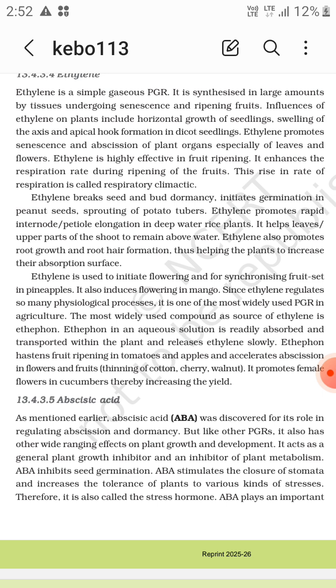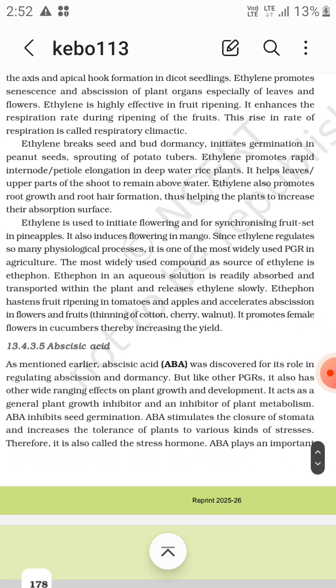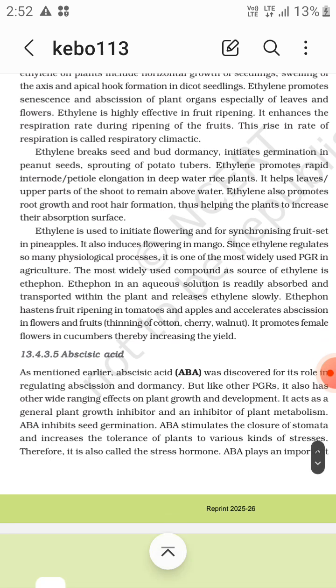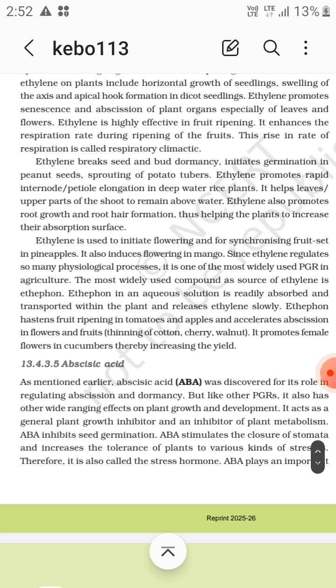Ethephon in an aqueous solution is readily absorbed and transported within the plant and releases ethylene slowly. Ethephon hastens fruit ripening in tomatoes and apples and accelerates abscission in flowers and fruits, that is, thinning of cotton, cherry and walnut. It promotes female flowers in cucumbers, thereby increasing the yield.